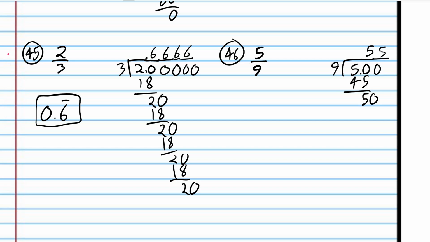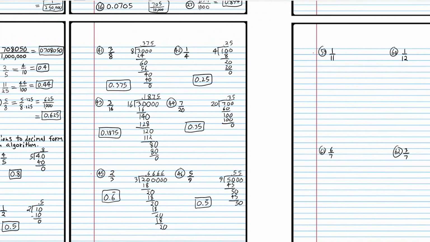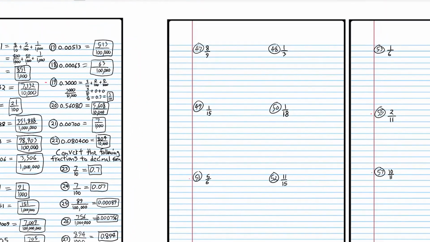Bring down a 0, and look, we have 50 again. Goes in 5 times, 45. We have the same remainder. Bring down a 0, we have 50 again. So it just keeps going on and on. Bring the decimal straight up, and our final answer is going to be 0.5, but since the 5 just keeps going on and on, we write a bar, and so we say 0.5 bar. Again, those are called repeating decimals.